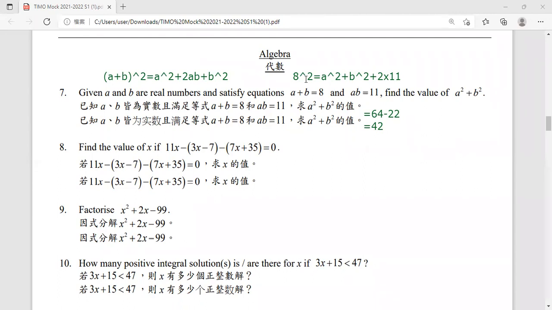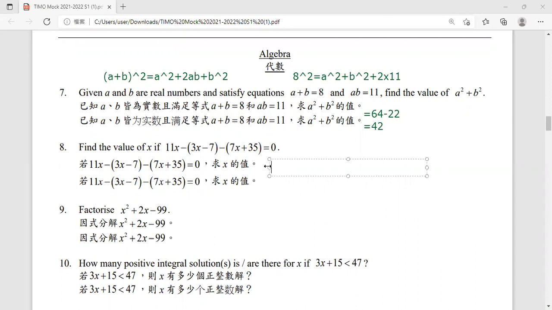A squared plus b squared minus 2ab is equal to a plus b the whole thing squared. Please remember that a plus b the whole thing squared.